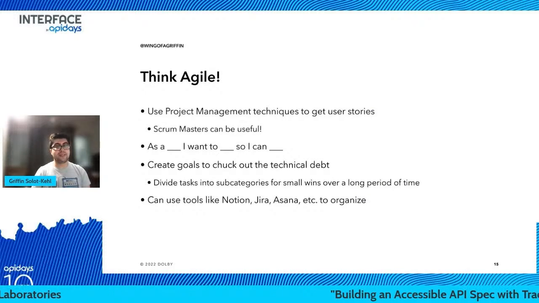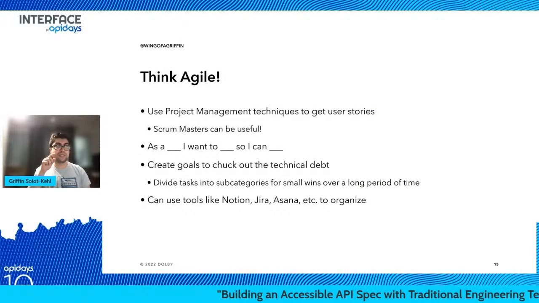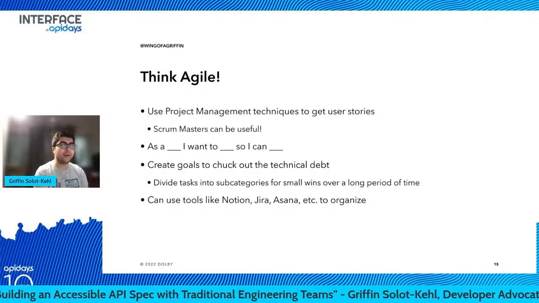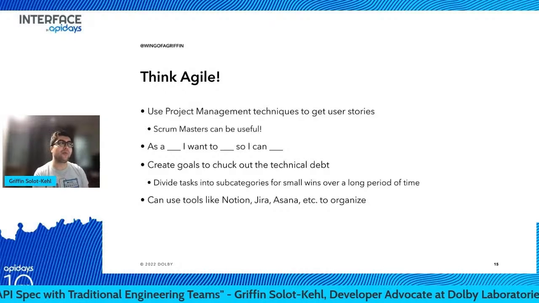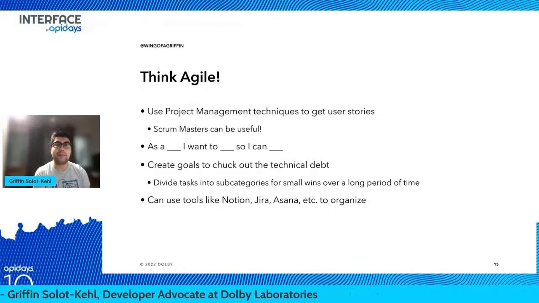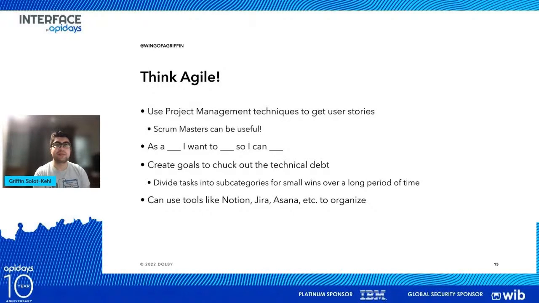So one way that I like to encourage people to get rid of technical debt is to think agile, using product management techniques to get user stories, where you can think of it as a blank, I want to blank so I can blank story, trying to really think about the customer, about the developer, about the user, so that you can actually get to the core: what do people want to use versus what would be fun to build. You really want to make sure that you're building towards actual useful and desired opportunities.